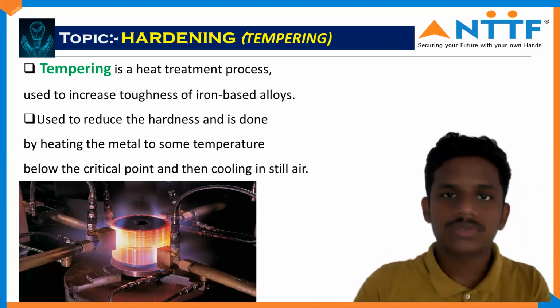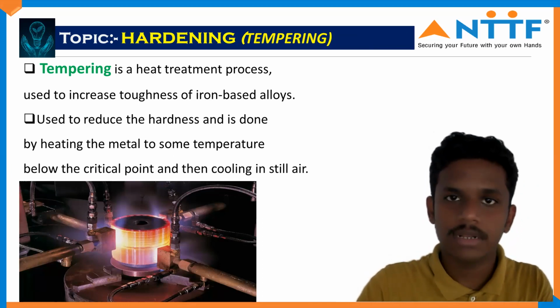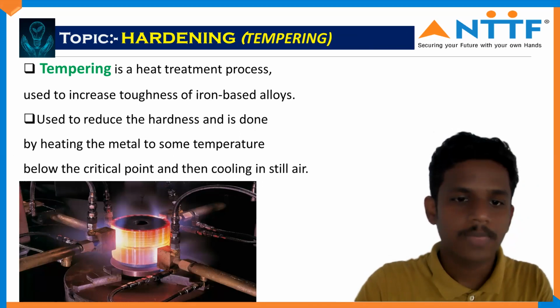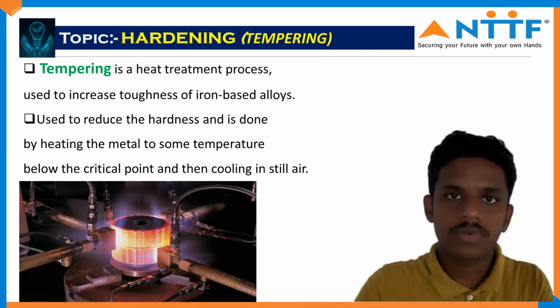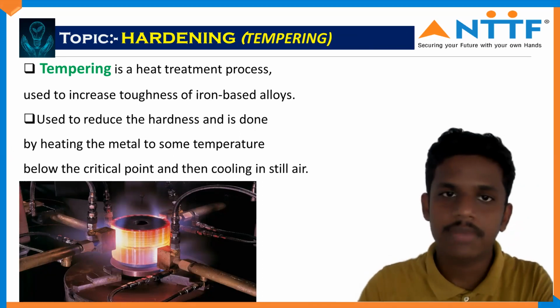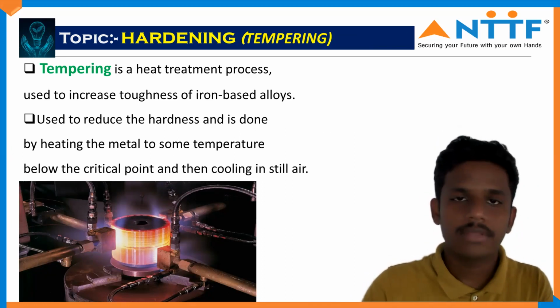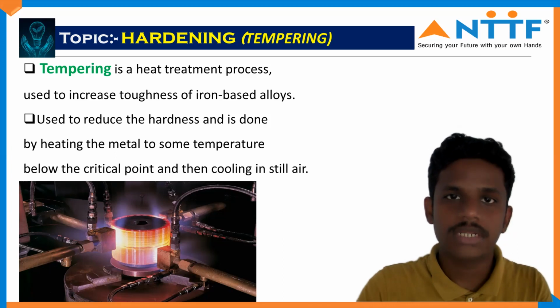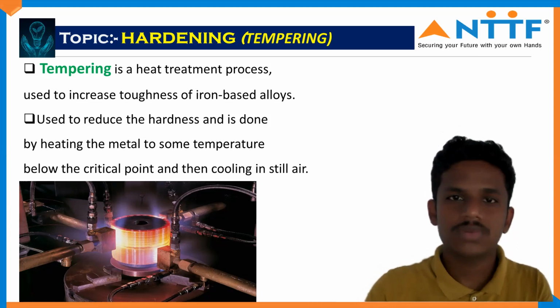Tempering is mostly used for iron-based alloys, that is steel or other materials, and it is heated up to a certain temperature, that means the critical temperature at which it can be deformed or melt, and then cooled in still air. Still air refers to room temperature.